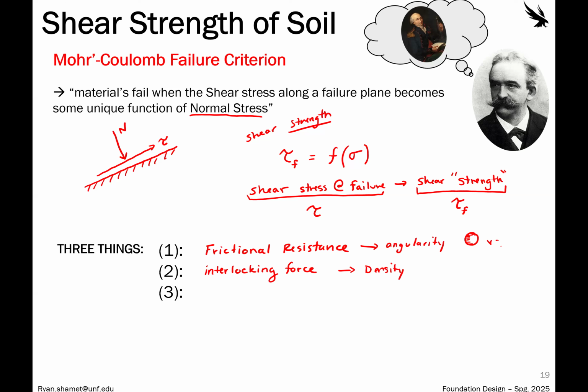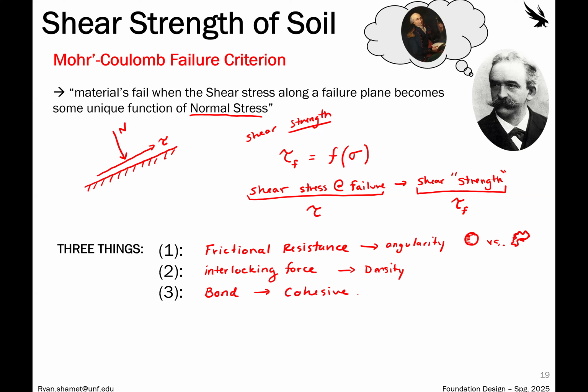Do we have a nice round particle versus a frictional particle, something like that. And then the last one too would be the electrostatic bonds, or just bonds in general, which really is only applicable to our clay, because remember, clay is cohesive.